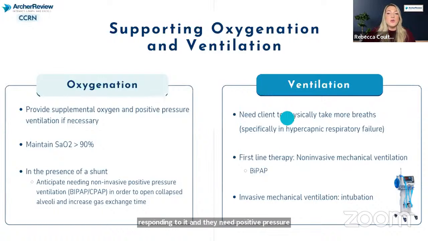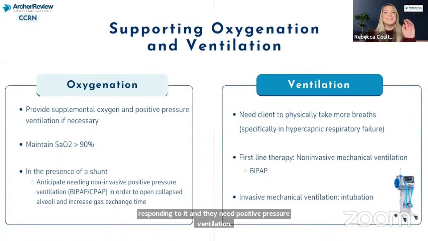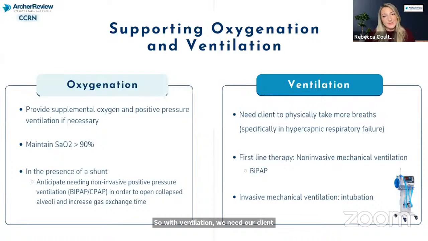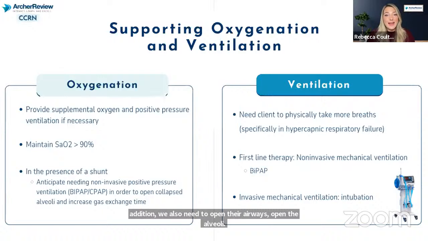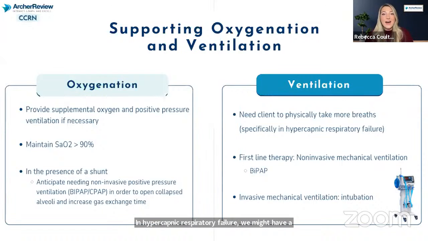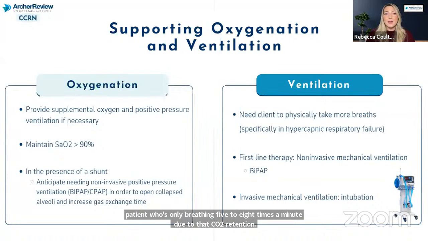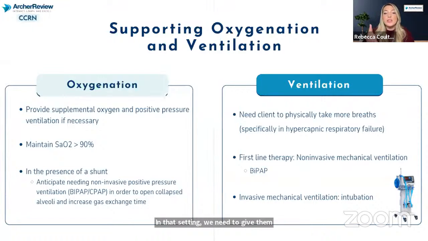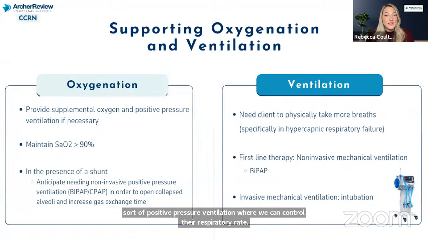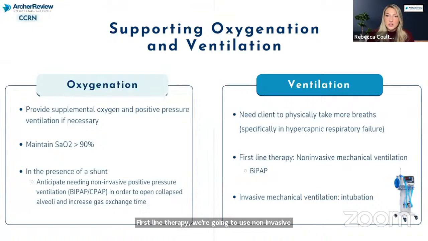So with ventilation, we need our client or our patient to take more breaths. In addition, we also need to open their airways, open the alveoli. In hypercapnic respiratory failure, we might have a patient who's only breathing 5 to 8 times a minute due to that CO2 retention. In that setting, we need to give them some sort of positive pressure ventilation where we can control their respiratory rate. First line therapy, we're going to use non-invasive mechanical ventilation, which would include a BiPAP.